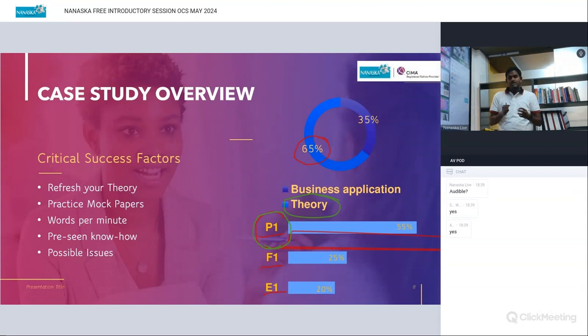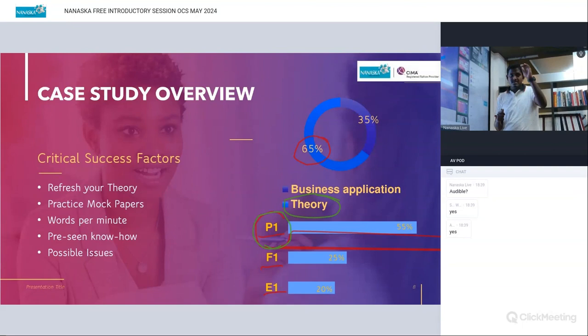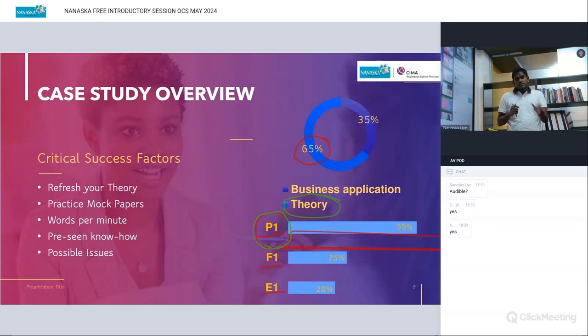It may be that the company is already using traditional absorption costing. You are saying, look here, this is outdated. These are the inherent flaws. I need to switch to an activity-based costing approach. Then what are the benefits of the activity-based costing approach to the business? Now that's your business application part.